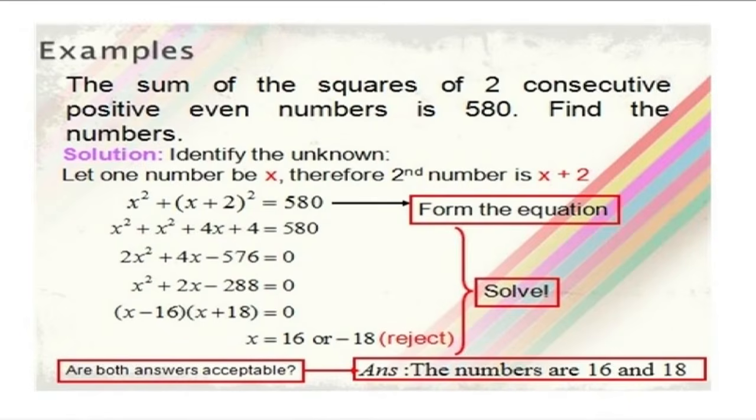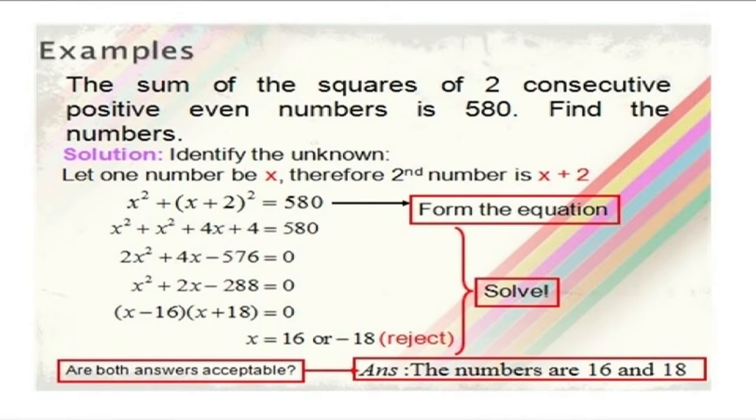As per the question, x square plus x plus 2 whole square equal to 580, which forms the equation. Now solving the equation, you will find x square plus x square plus 4x plus 4 equal to 580, which gives 2x square plus 4x minus 576 equal to 0. Again we simplify, we get x square plus 2x minus 288 equal to 0.